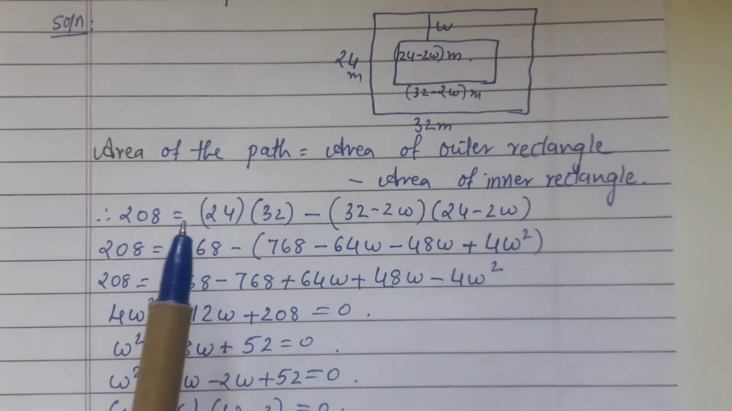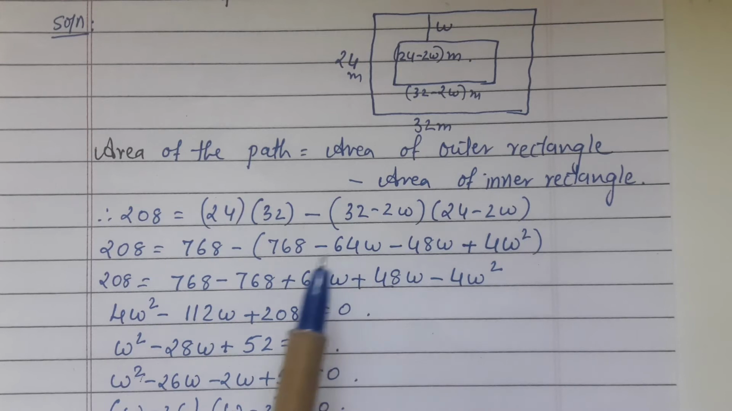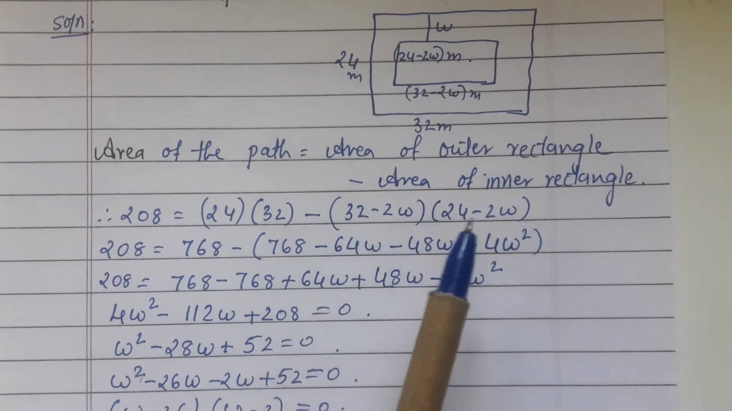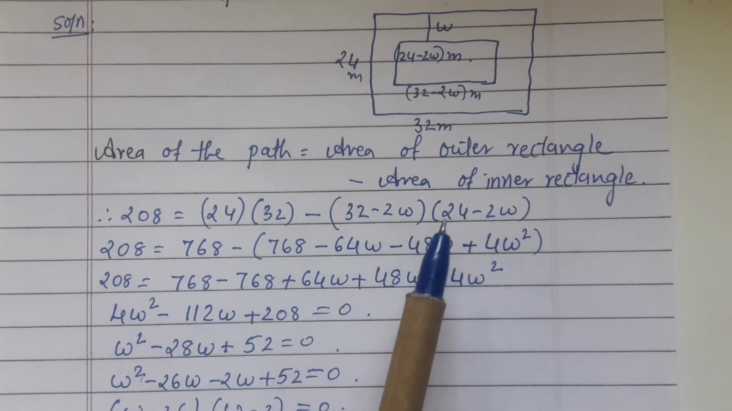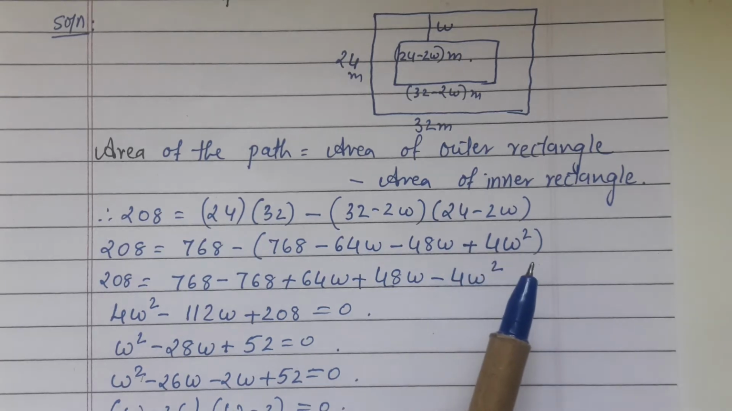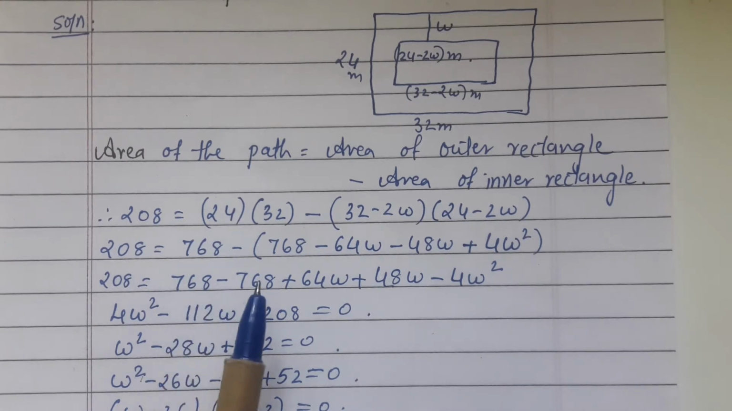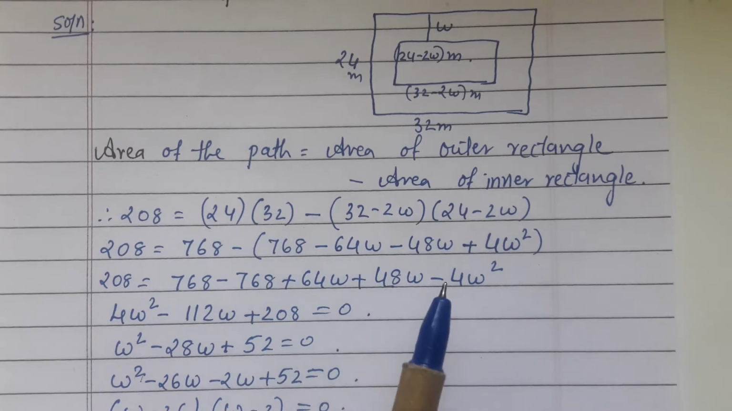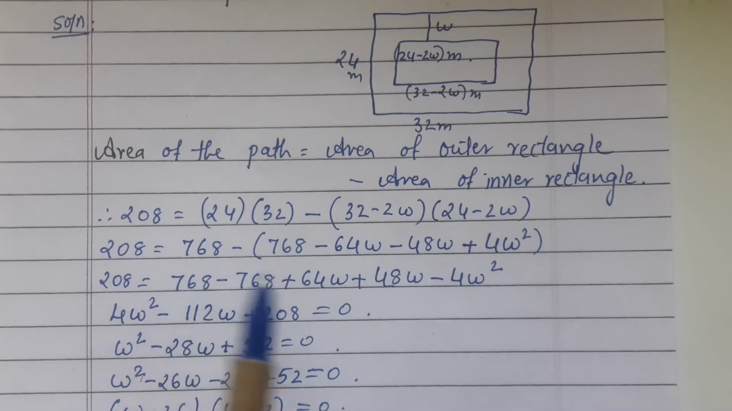Open the bracket. 24 into 32, 768. 32 into 24, 768. 32 into minus 2W, minus 64W. Minus 2W into 24, minus 48W. Minus into minus plus 4W square. Okay, now open the bracket. 768 minus 768 plus 64W plus 48W minus 4W square. 768 gets cancelled and take the terms to the left hand side.